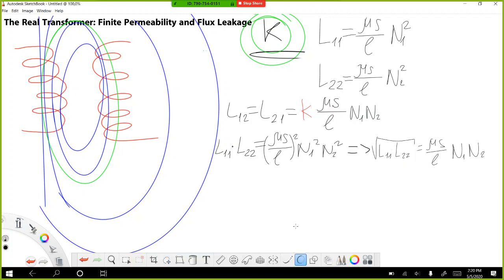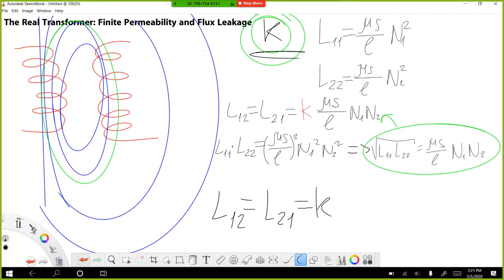If we take this and put it here, we have L12 equal to L21, which is equal to k, where instead of mu s over L n1 n2, I put the square root of L11 L22.